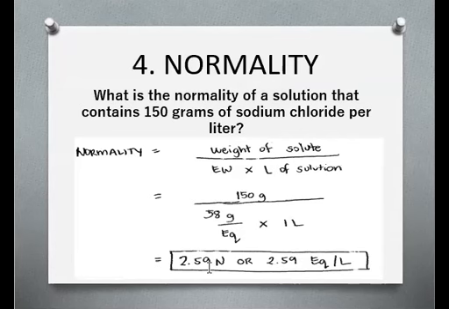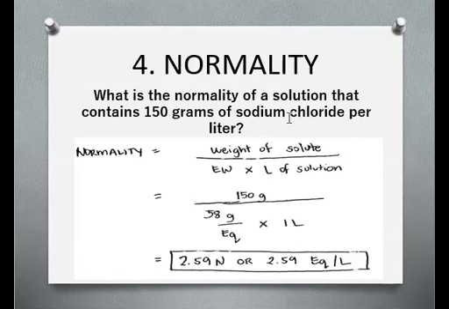So we have here, what is the normality of a solution that contains 150 grams of sodium chloride per liter? So this one is very simple because it's just asking for normality. So you're just going to use the formula presented a while ago for normality. So normality is equal to the weight of solute divided by equivalent weight times liter of solution. So the weight of solute is 150 grams. Then what is the equivalent weight? Again, to calculate the equivalent weight, it's molecular weight divided by the valence. What is the molecular weight for sodium chloride? It is 58, correct? What is the valence of sodium chloride? It's 1.